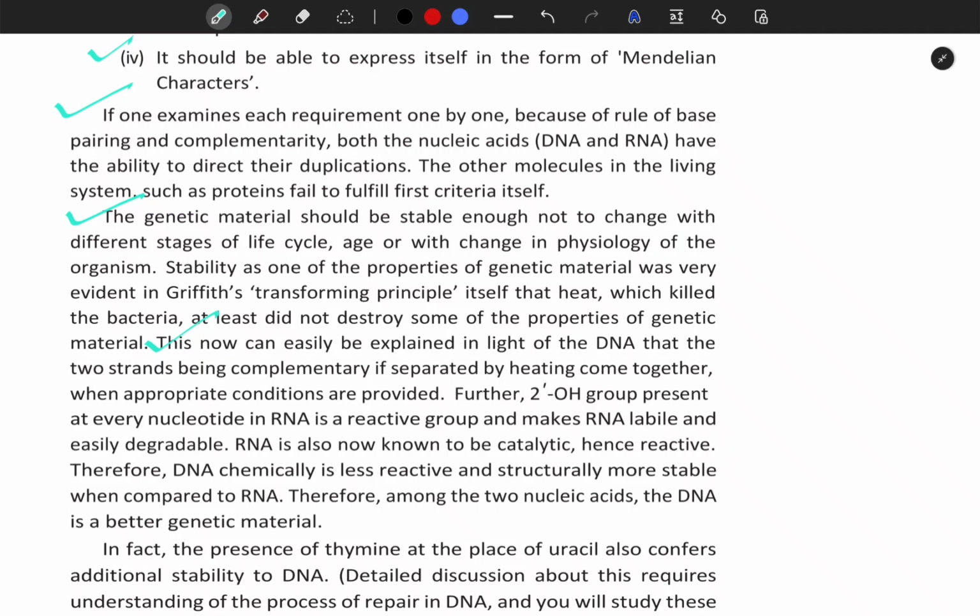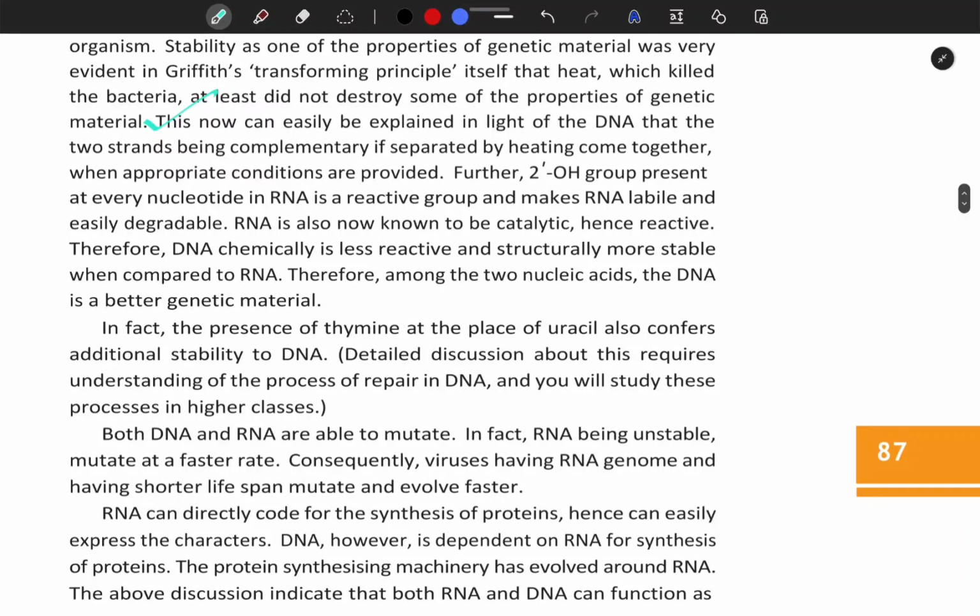Further, the 2' OH group present at every nucleotide in RNA is a reactive group and makes RNA labile and easily degradable. RNA is also now known to be catalytic, hence reactive. Therefore, DNA chemically is less reactive and structurally more stable when compared to RNA. Therefore, among the two nucleic acids, DNA is a better genetic material.